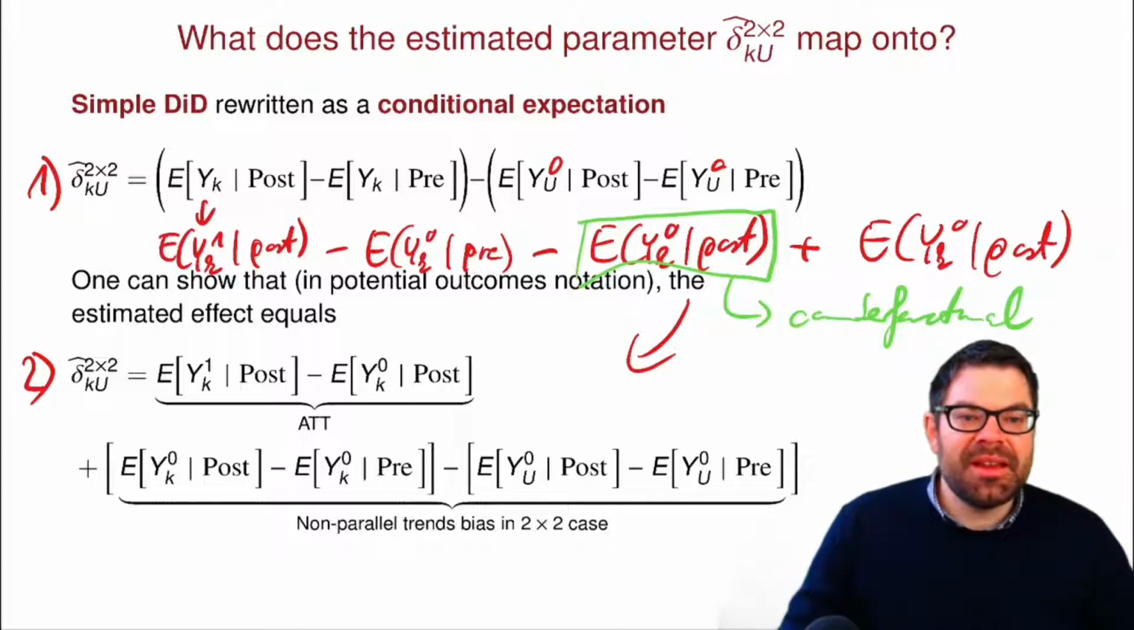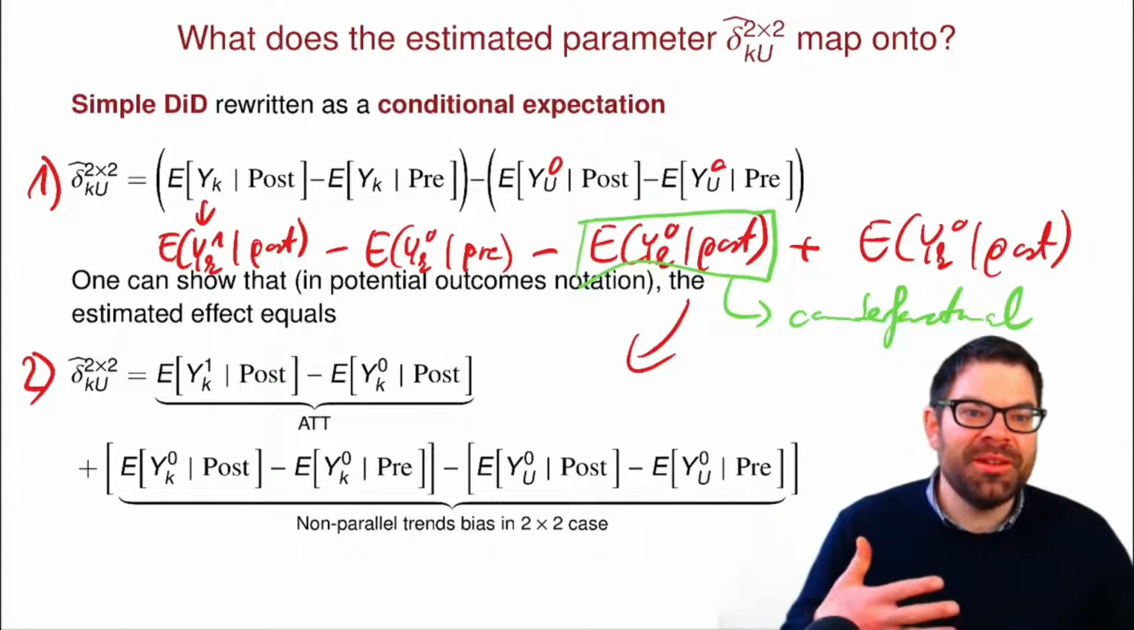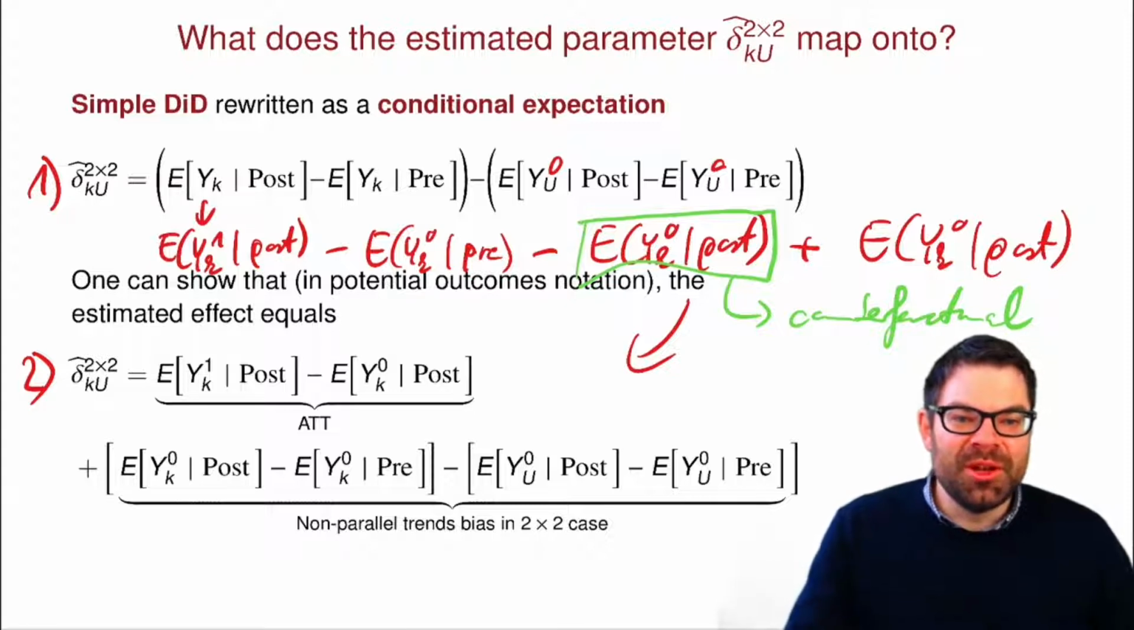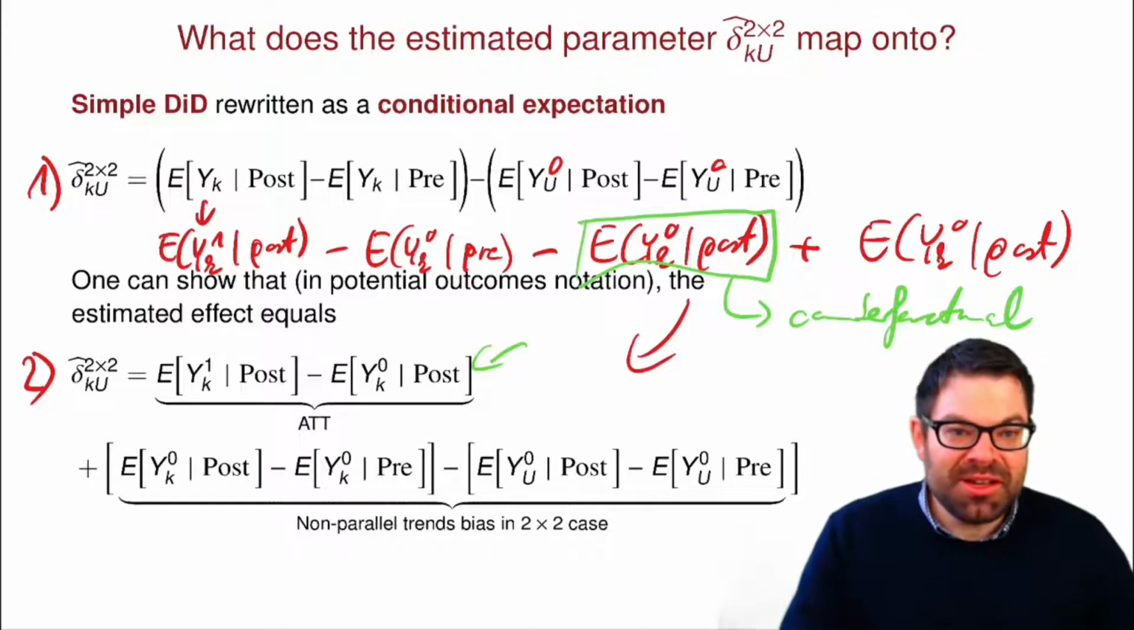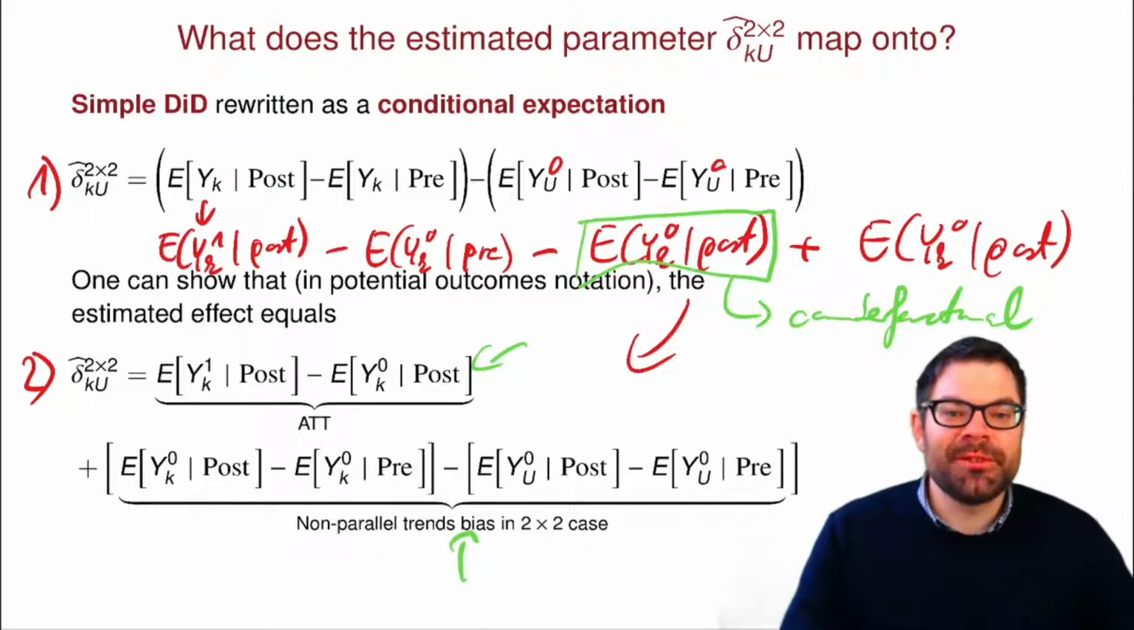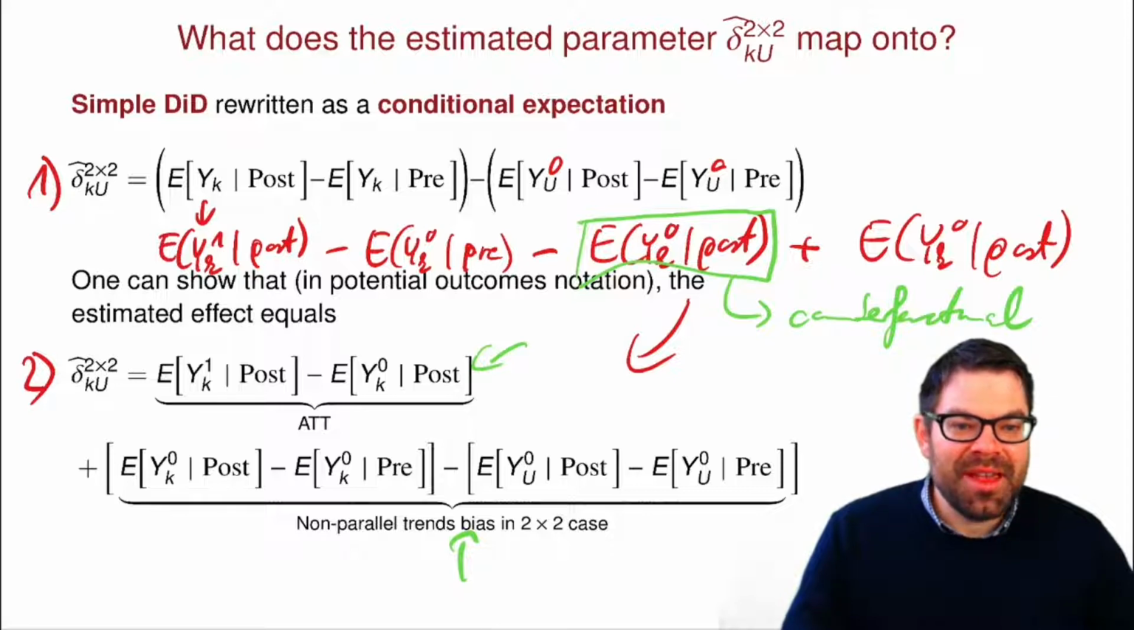Okay, that is a hypothetical term which tells me what the average, for example, employment would have been had they not introduced the minimum wage. And now we can also see what the 2x2 diff and diff identifies. It identifies a mix of the average treatment effect on the treated, which is what I'm after, and all these other bias terms.